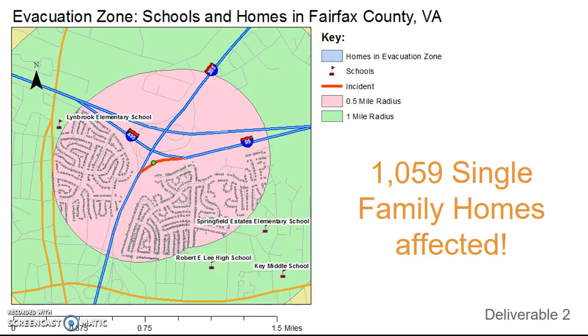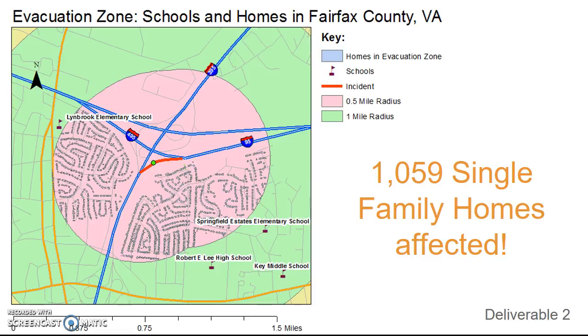And within the evacuation zone, there are 1,059 single-family homes. And using a 2 to 4 family average home, that is approximately 2 to 4,000 people that will need to be evacuated from their homes.